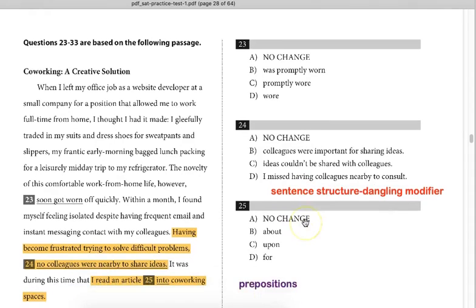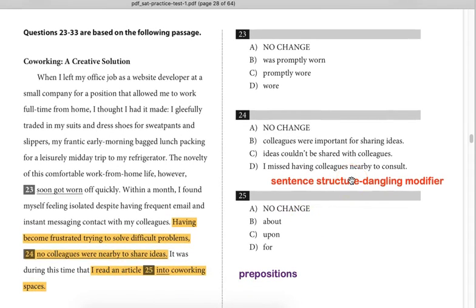Look at number 24, sentence structure, dangling modifier. Well, this is a really interesting one, right? 24 says, "Having become frustrated trying to solve difficult problems, no colleagues were nearby to share ideas." Well, the problem here is that this particular structure, which is called a participle structure, having become frustrated trying to solve difficult problems, is acting as an adjective. It's describing a subject, but the subject is not correctly stated here. Right after the participle, the subject must appear. Who is becoming frustrated? Not no colleagues. The person becoming frustrated is the subject who is speaking.